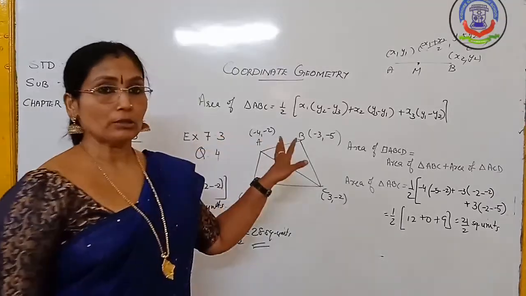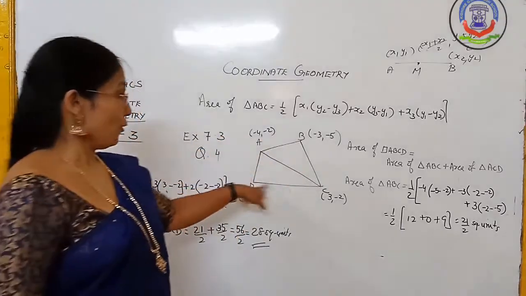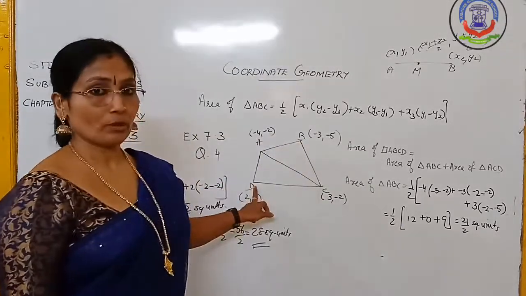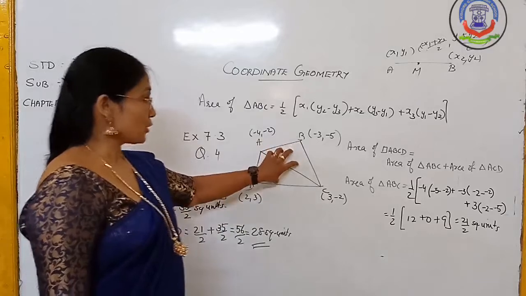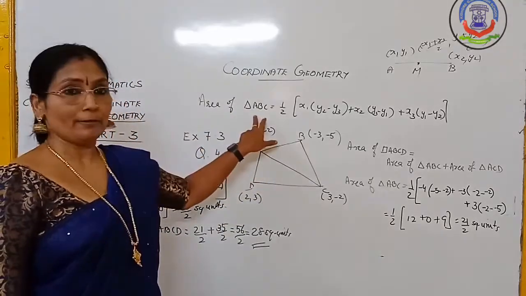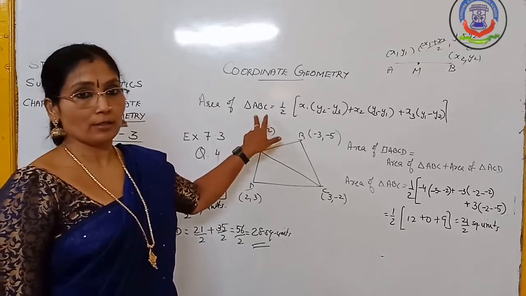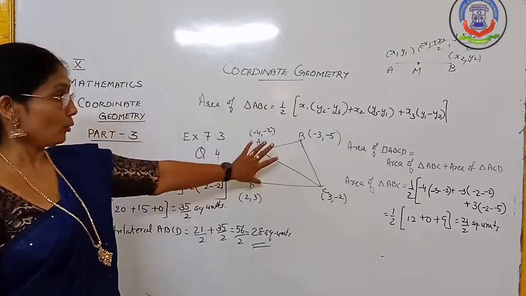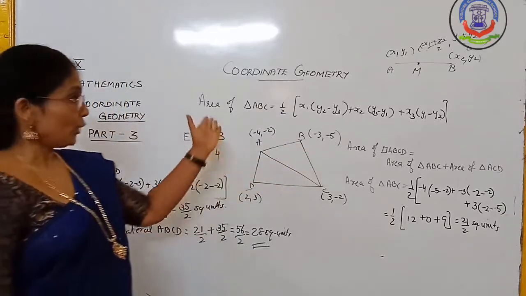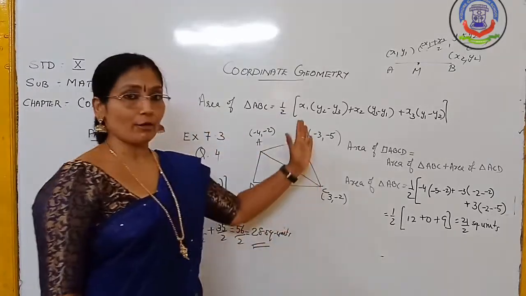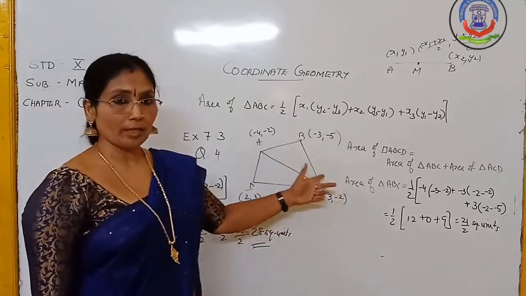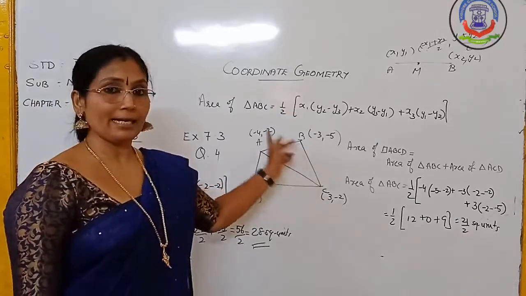Here we have question number 4. Find the area of the quadrilateral whose 4 vertices are given. How to find out the area of this quadrilateral if the vertices are given? You know only the formula for finding the area of triangles, is it right? So using that formula, how can we find the area of this quadrilateral? For that purpose, you can split this quadrilateral into 2 triangles by drawing a diagonal. Either you can draw the diagonal AC or BD.